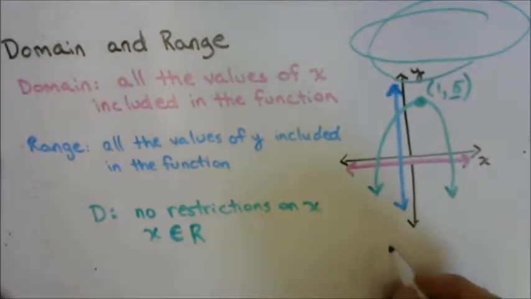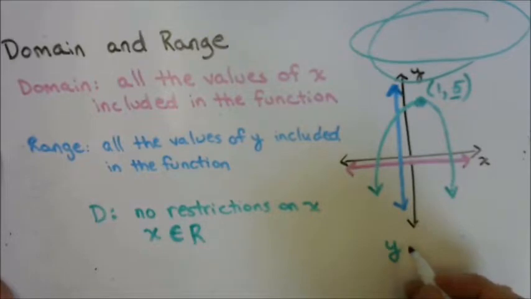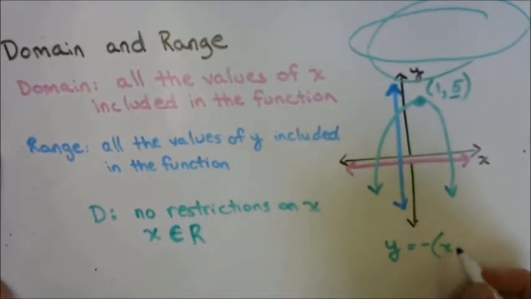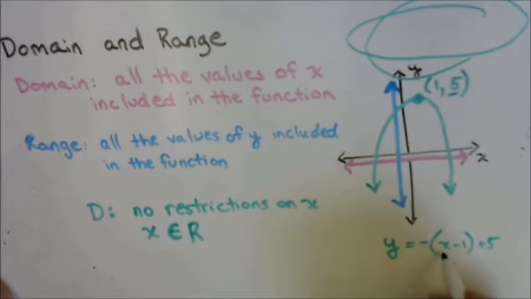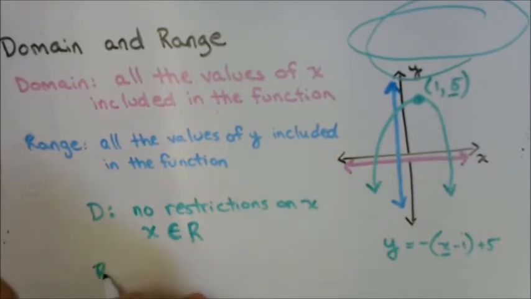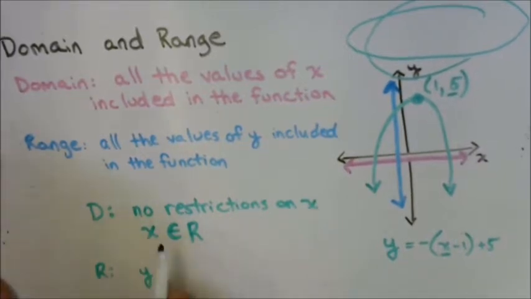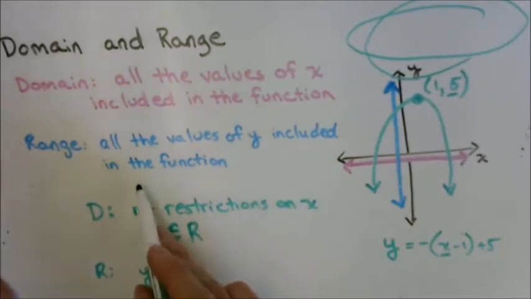Okay? So that means if this function was y equals negative (x minus 1) squared plus 5, I could put any value in there for x and I would still get a y. There's no restrictions. Now the range is different. There are restrictions on the range. The range deals with all the values of y, right? The range is all the values of y included in the function.